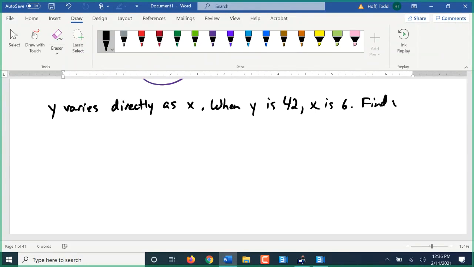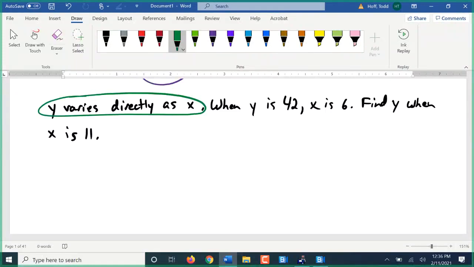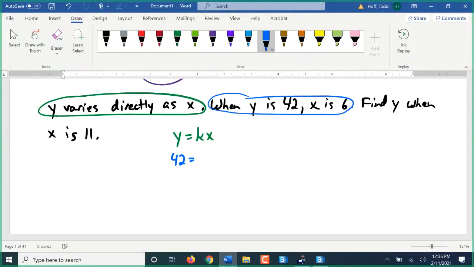And I might go on to ask, find Y when X is 11. So here, again, we're told Y varies directly as X. That's saying Y equals a constant times X. Y equals Kx. And then we have that known condition. When Y is 42, X is 6. So put 42 in for Y equals K times, we put 6 in for X. Now we can divide by 6 to get that 7 equals K.